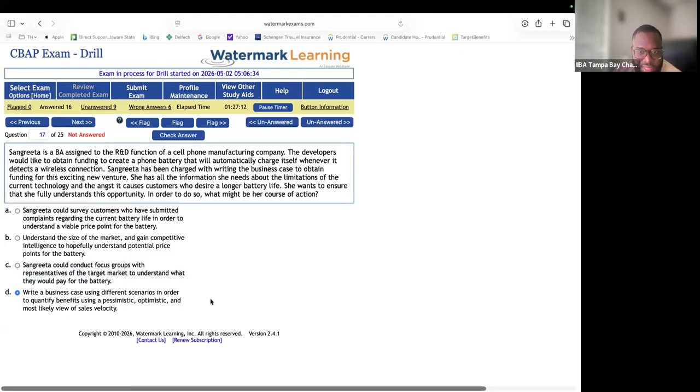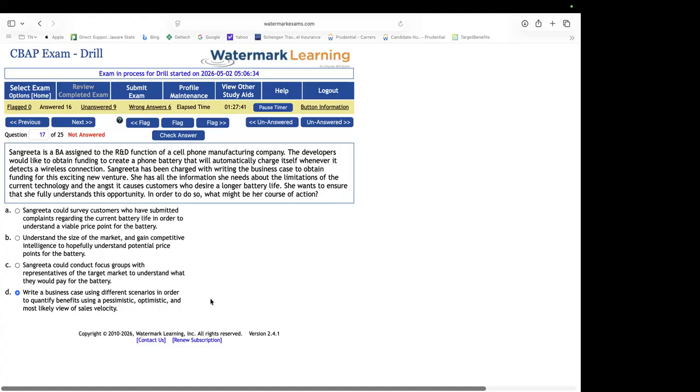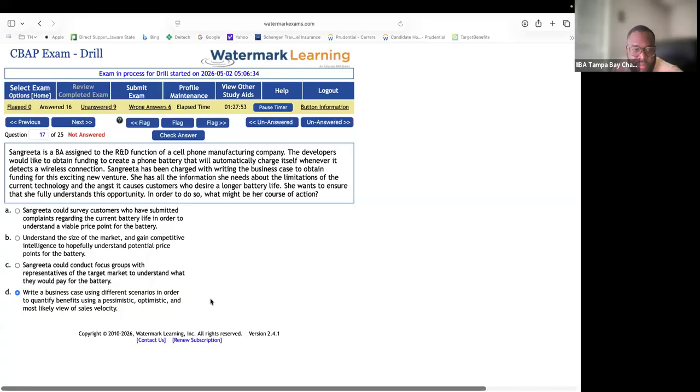And her goal here is she wants to ensure that she fully understands the opportunity. Fully. So writing a business case using different scenarios in order to quantify benefits using pessimistic, optimistic, and most likely view of sales velocities. Okay. I think Rosa, you were sharing something around surveys and focus groups. I was going to say that focus groups are more like a personalized type of requirements gathering. Yep. And that's actually right.